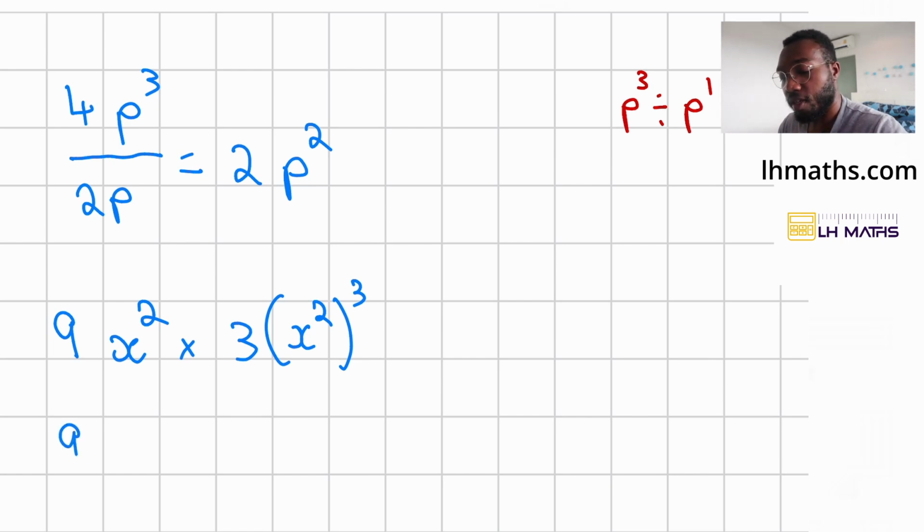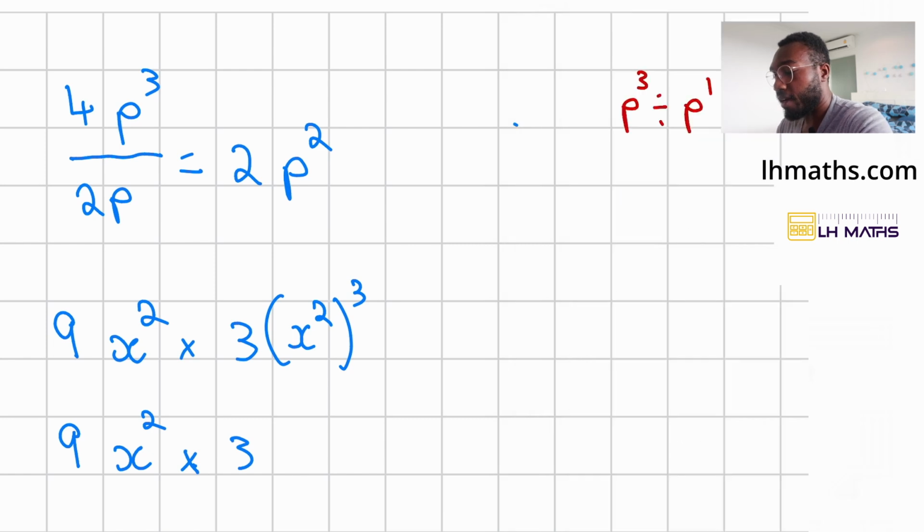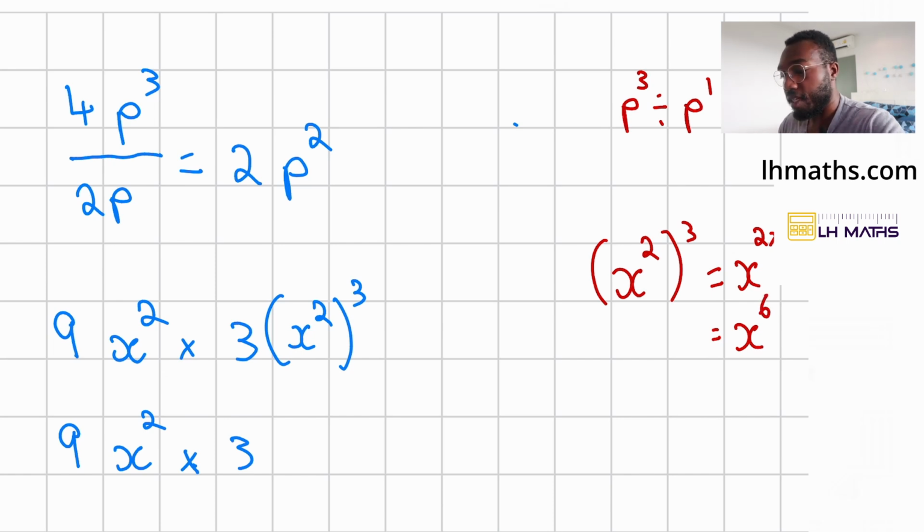That will give us 9x squared times by 3 cubed. And remember that rule we learned earlier, that when we have something being raised to a power, it is the same as just multiplying those powers together. So we just do 2 times 3, so we know that will be x to the power of 6.